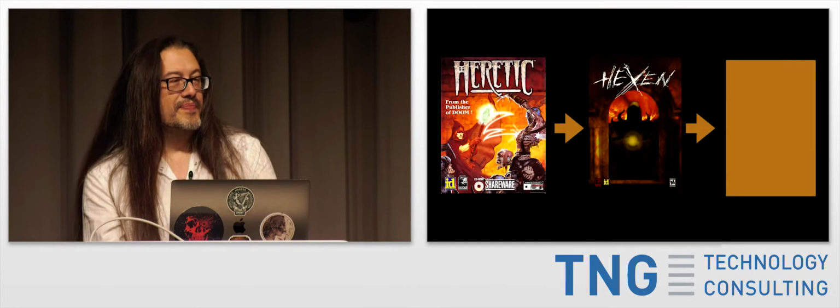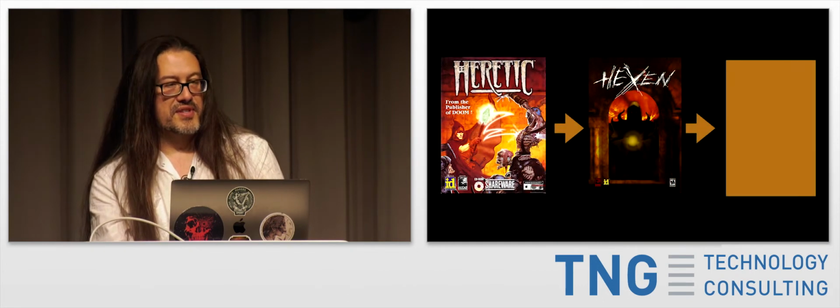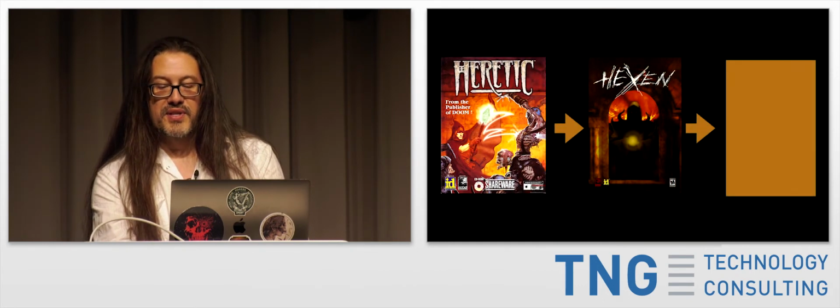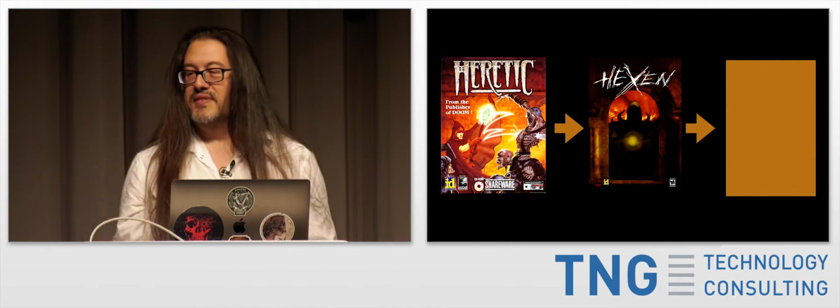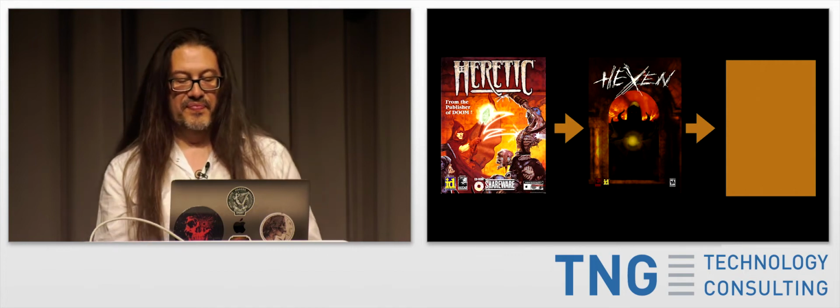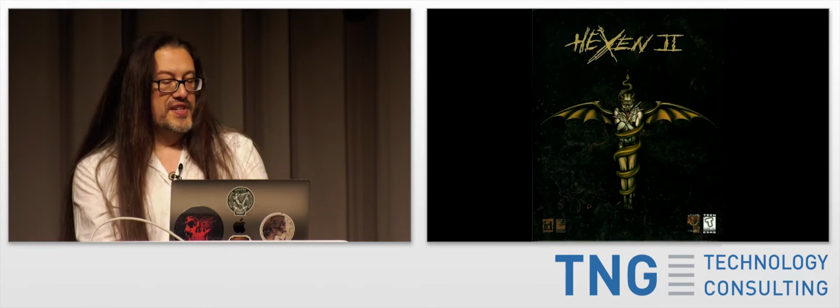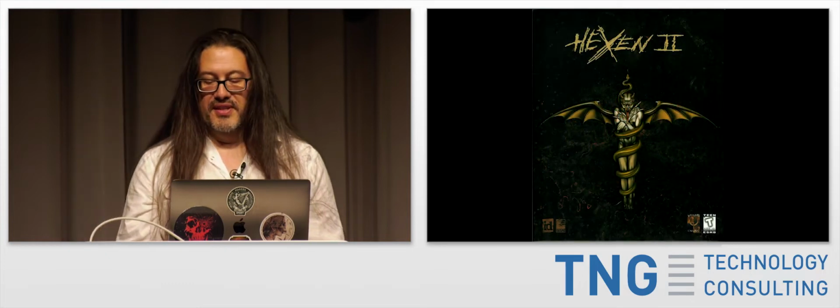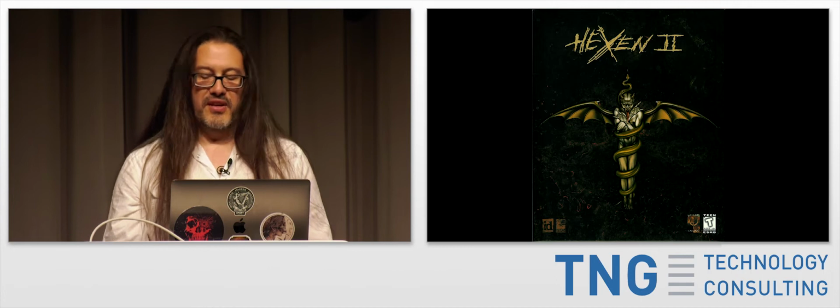So a month later, I got Raven started on my next game design, which was called Hecatomb. It was going to be the third game in the series: Heretic, Hexen, and Hecatomb. Hecatomb was never finished. It was turned into Hexen 2, and it wasn't the same game design, so you can't go looking for Hecatomb in that game.